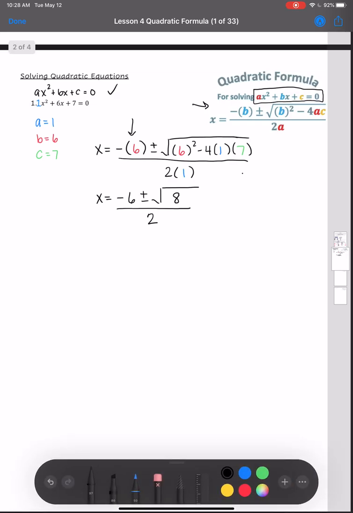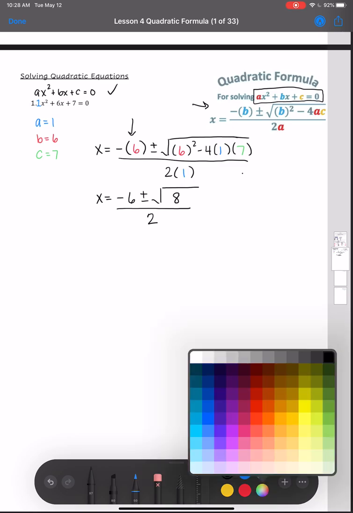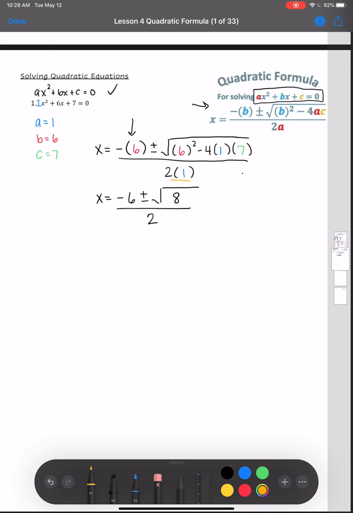Now, this is an answer, but it's not the most simplified version of your answer. So what you're going to do is you're going to take this radical 8, and you're going to do what we did before. We're going to simplify it. So radical 8.